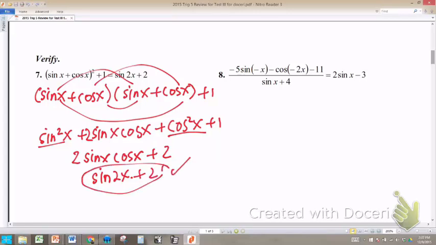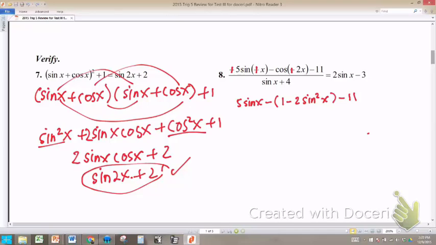Check. Number 8, this is a longer one. First, the opposite angle, this negative sign on the sine comes out here, makes that positive. But the cosine will take that because it's even. So now we'll have 5 sine of x minus, and the cosine of 2x is a double angle, and I want to keep everything in sine since everything else is in sine. So I'm going to have 1 minus 2 sine squared of x minus 11.